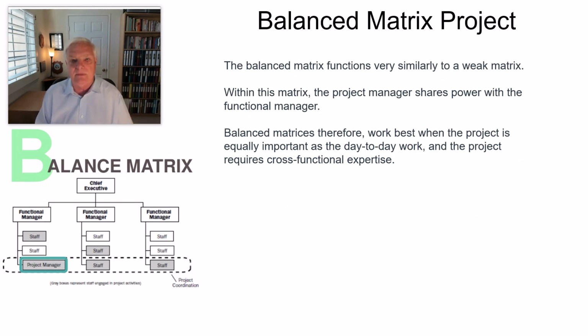So the balanced matrix functions very similar to the weak, but within this matrix, the project manager shares power with the functional manager. They can do performance reviews together, they balance things out, they talk, they interact with each other, and they may hand things back and forth as far as people resources. Balanced matrices therefore work best when the project is equally important as the day-to-day work and the project requires cross-functional expertise. Now that's 3 of them.